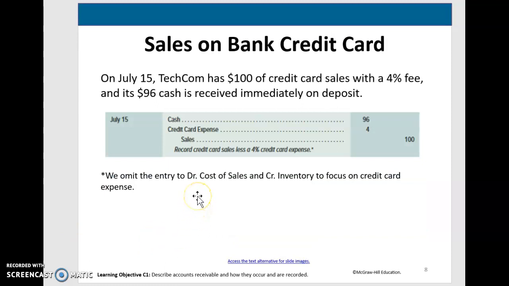We also might have a credit card transaction with a bank credit card. How the bank makes money is they charge the retailer or the seller, the person who is accepting the credit card, a fee. So in this case, we had a $100 sale and the credit card company charges us a 4% fee. So we're going to debit cash for $96, debit the credit card expense for $4, and credit sales for $100.